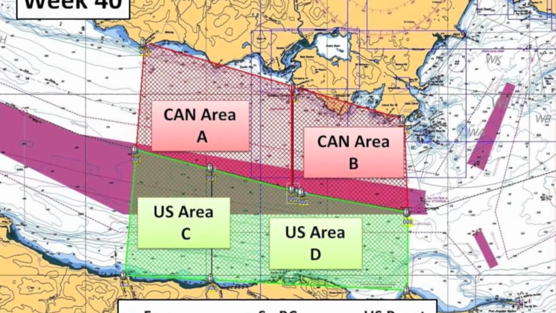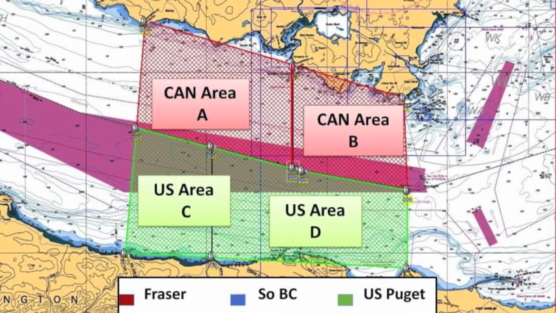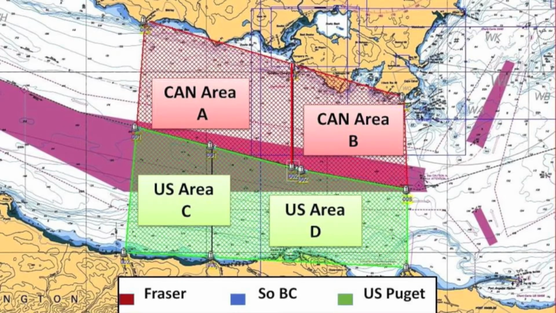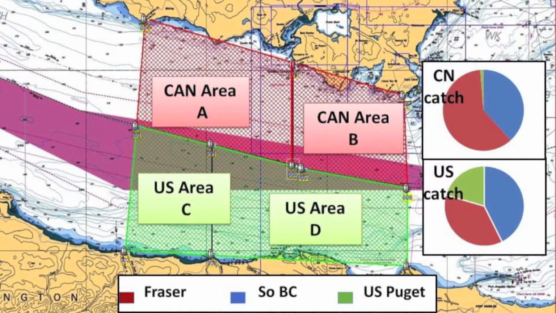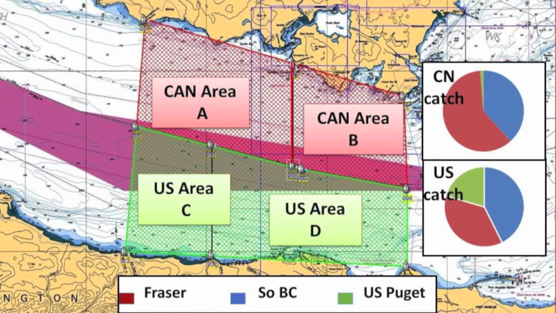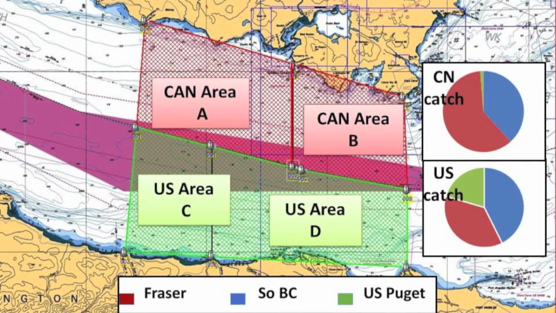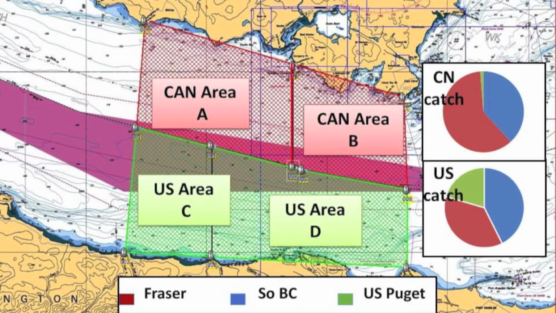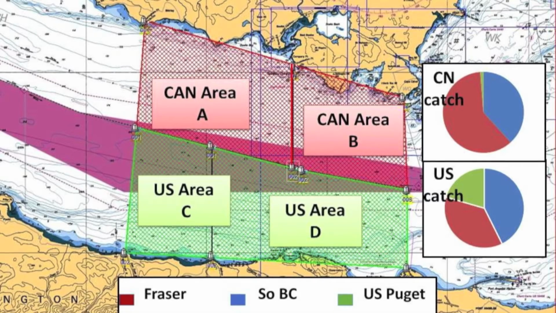So for example, the results for week 40, broken up as Fraser, Southern BC, and U.S. Puget Sound. From the Canadian waters, the catch was proportionally greatest from the Fraser, with a very small amount of Puget Sound and a fairly large amount of Southern BC. In the U.S. waters, the catch was largely Fraser, a mix of Fraser, Puget Sound, and Southern BC as well.